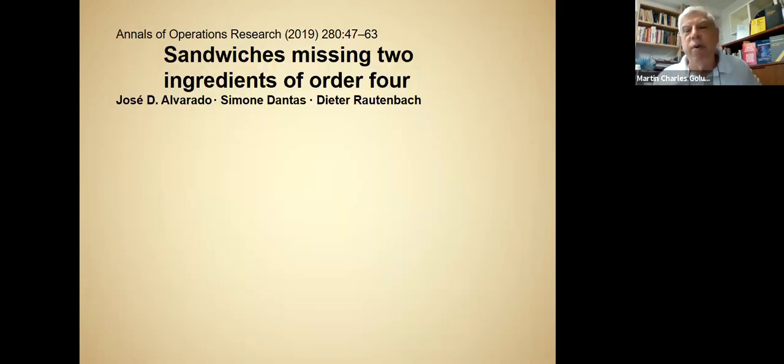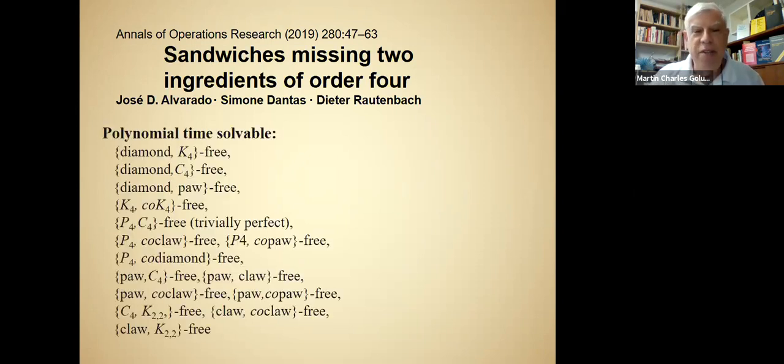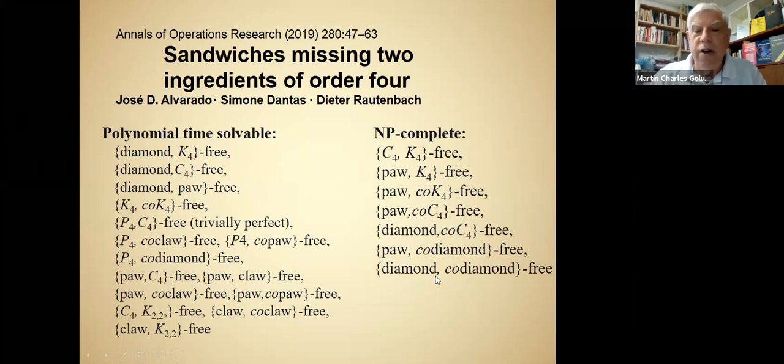And here is a very recent paper that just appeared last year by Jose, Simone, and Dieter. Sandwiches missing two ingredients of order four. What are those ingredients? Meaning you forbid two different small graphs and you determine their complexity. And they have a list of every possible combination that you could imagine of these small graphs. So you have a whole long list of polynomial solvable graphs and the other list of NP complete.